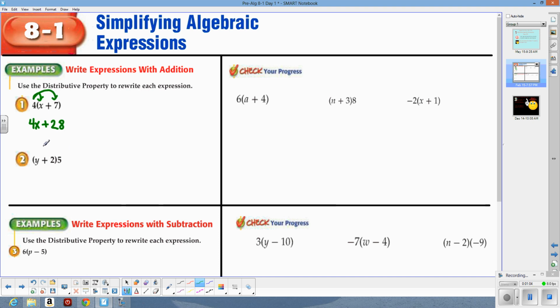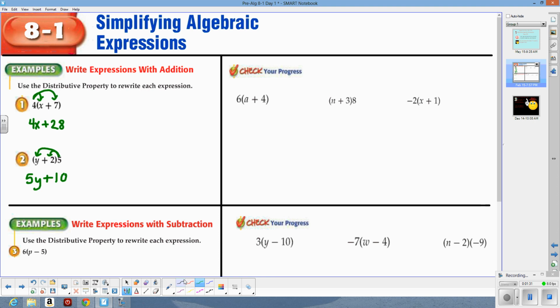Now our next example is the same type of problem, but instead of putting the number in front, they put it at the end. So I'm going to take this 5 and I'm going to distribute it to everything inside, or multiply everything inside the parentheses by 5. 5 times y is 5y. And then 5 times this positive 2 is a positive 10, so plus 10.